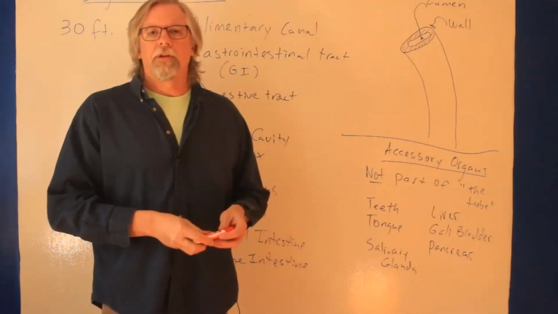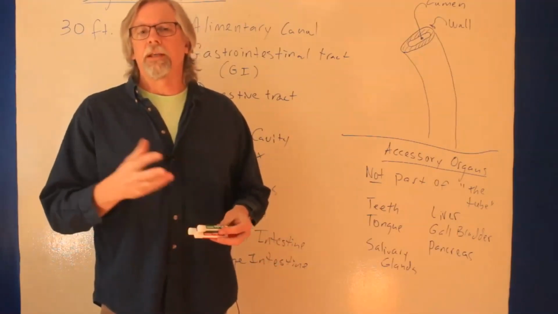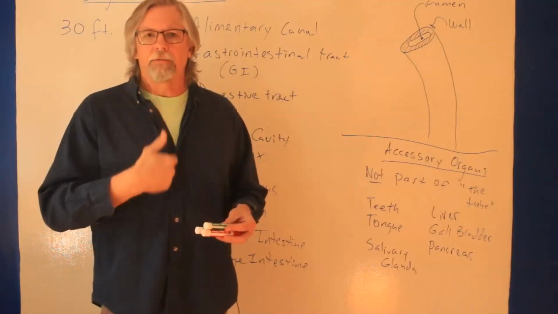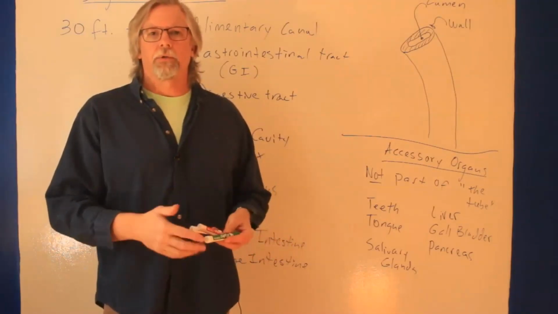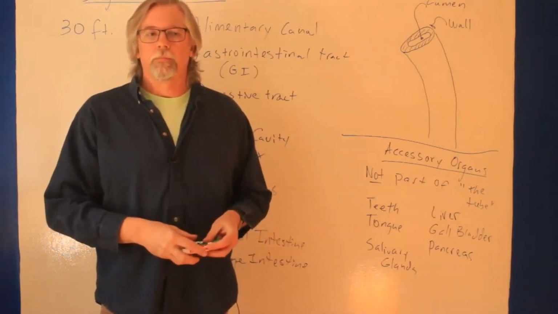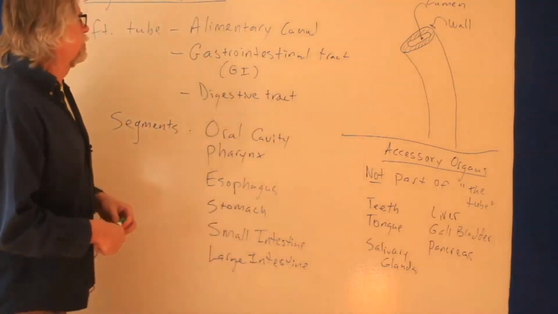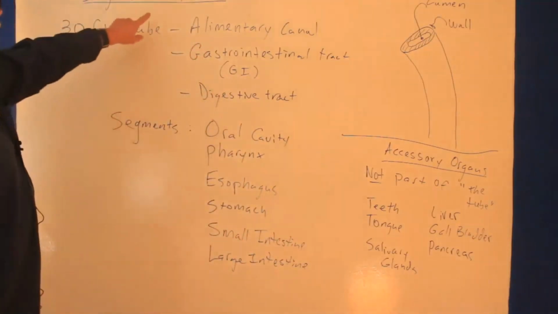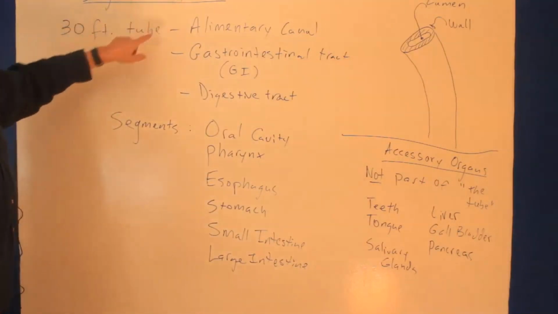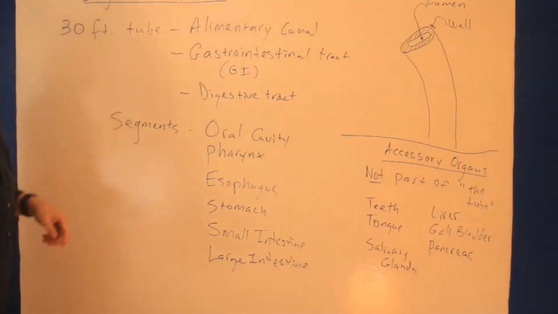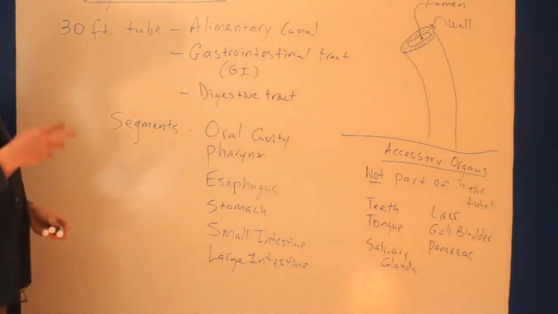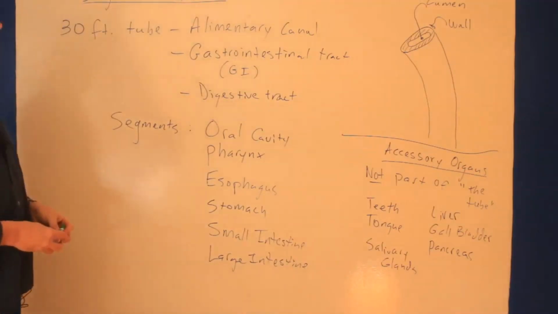So I like to think of the tube as not really being in the body. Even though it's traveling through your body, it hasn't yet entered into the body until materials cross the wall of the tube. Okay, so as far as the tube itself, there are different names for the digestive system. This 30-foot tube, alimentary canal is one name, and aliment means food. So this is the canal, the passageway that food travels when you ingest it.